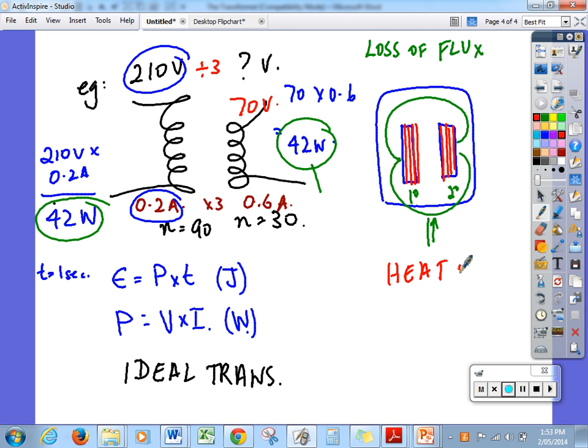And that's lost energy. How can we make the transfer of energy from the primary coil over here to the secondary coil over here as efficient as possible? Well, we minimise loss of flux, but we also have to minimise heat. And what do we do to minimise heat now? We laminate the core.